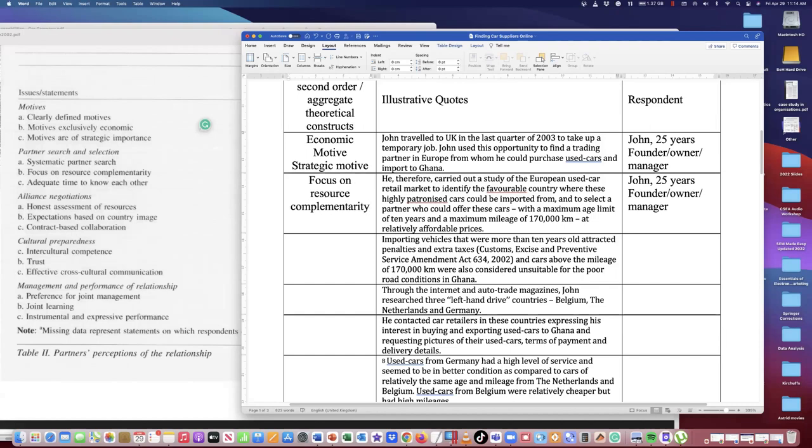Okay, what else? How about systematic search? It is part of it, but has he started searching for a partner? I can say it's partner selection criteria. Can you see it? What about effective cross-cultural communication? Because they are trying to find a favorable country, that is also true. But it's also giving you a type of partner, so selection criteria to see.